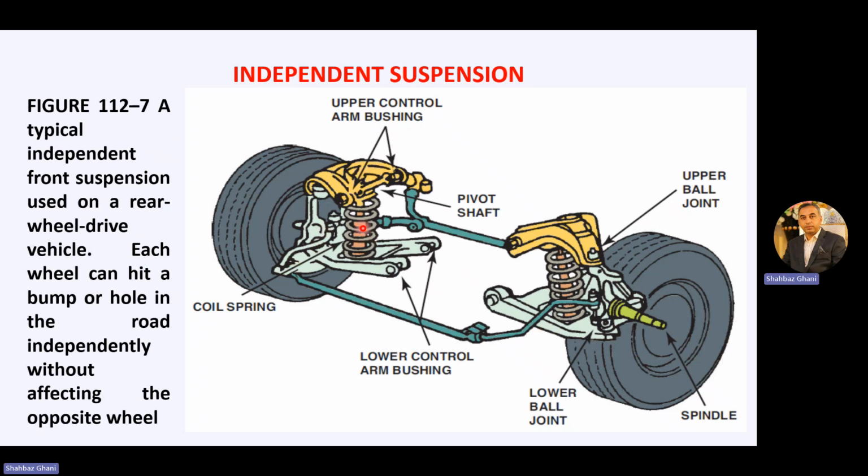Same here, in which we have a coil spring and a shock absorber, and upper control bushings are here, upper ball joint, lower ball joint, and they are attached with the linkage bar. So they are not directly in contact with each other, so they will experience bumps independently.